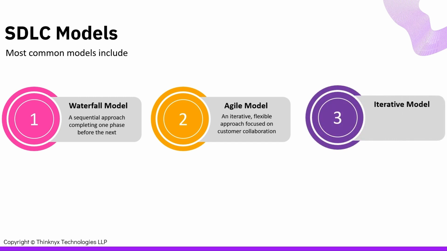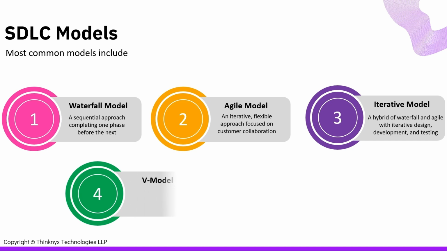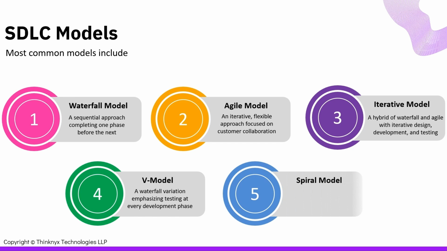Iterative model, a combination of waterfall and agile models involving repetitive cycles of design, development, and testing. V model, a variation of the waterfall model that emphasizes testing at each phase of the development cycle. Spiral model, a risk-driven approach that combines elements of the waterfall and iterative models.